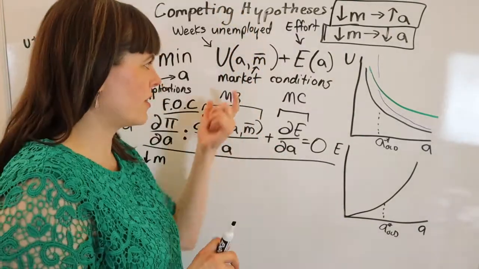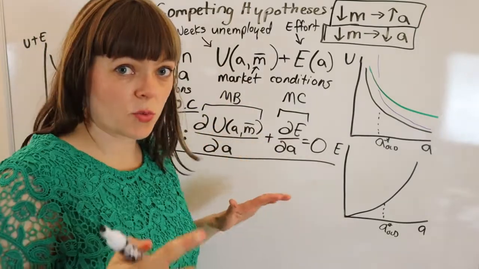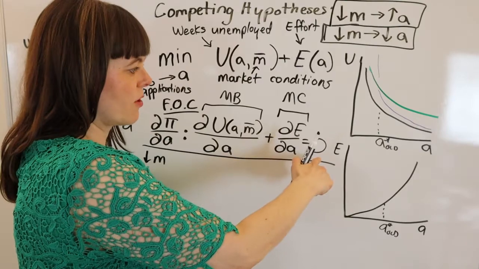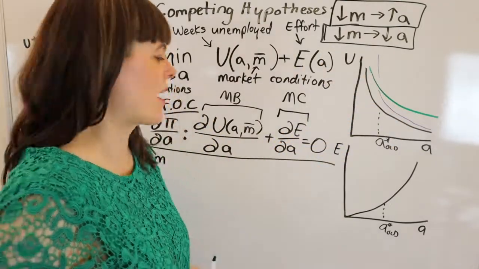Quick mistake here. So these are both positive, so this should be positive. Now, if it seems weird that a positive plus a positive equals 0, just remember that this derivative is negative. So that's how we explain that.